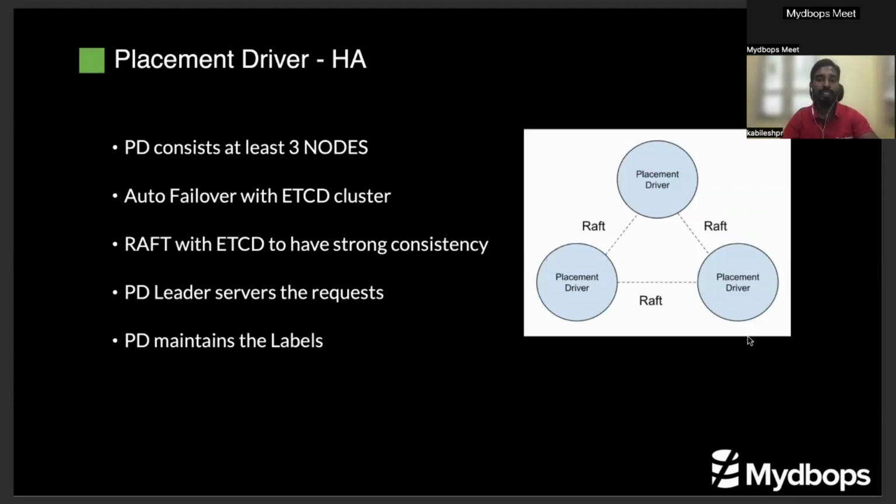So PD maintains the metadata as well as the TSO allocations. So that metadata information is handled by this. So this will be highly available for the cluster, even if there is a failure of the leader node of the placement driver. Okay. And one more piece of information that PD maintains is the labels. We'll discuss these labels in detail.